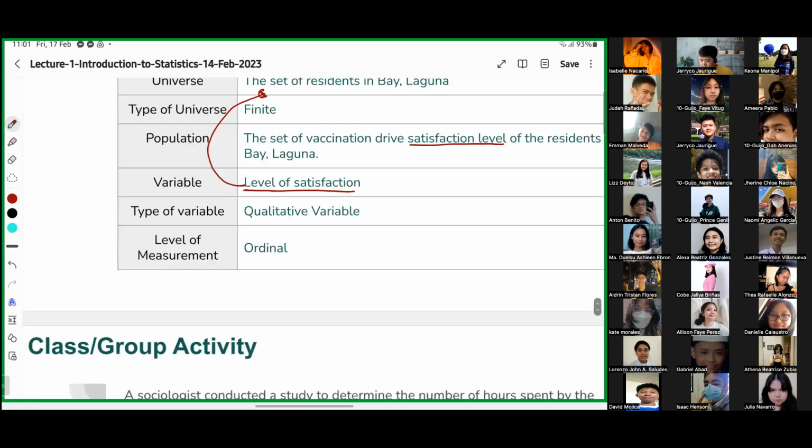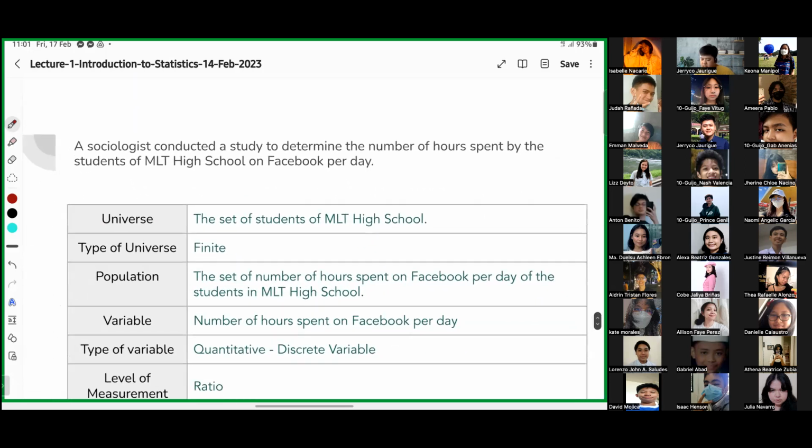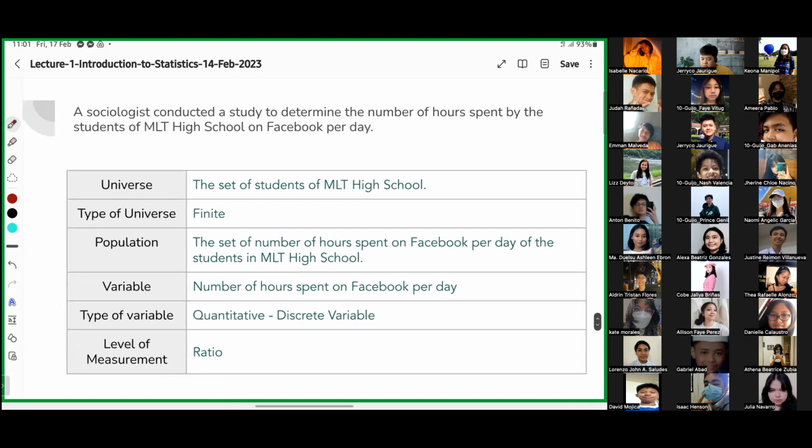All right. Ito naman, a sociologist conducted a study to determine the number of hours spent by students of MLT High School on Facebook per day. So universe natin is we are after the students of MLT High School. It's finite. And the variable is we want to know the number of hours spent on Facebook per day. So para magawa natin yung population, sisingit lang natin yung variable dun sa universe natin.